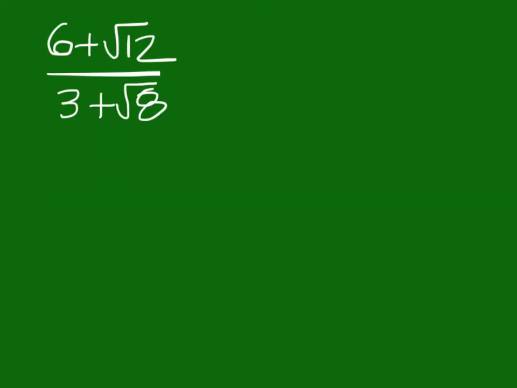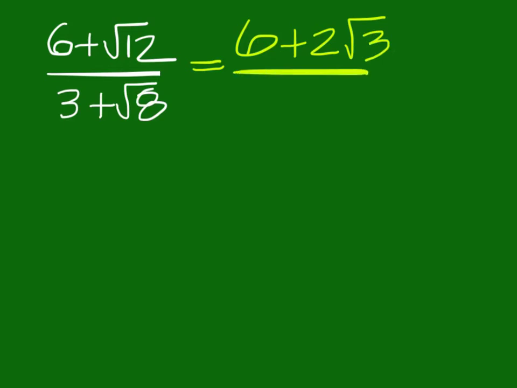Example 4. So you have 6 plus square root of 12 on the top, and on the bottom 3 plus square root of 8. Now if you leave both of those unsimplified, you're going to have a lot of stuff to do later on. So you should simplify the square root of 12 on the top to 2 square root of 3, because it breaks up as 4 and 3. And then on the bottom, 3 plus 2 square root of 2. That square root of 8 breaks up as 2 square root of 2.